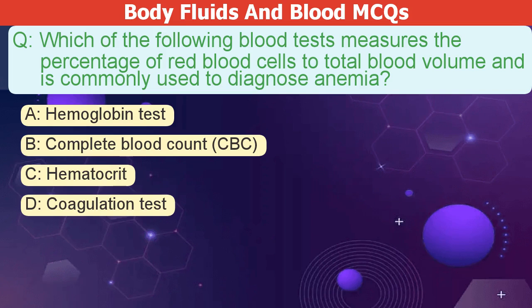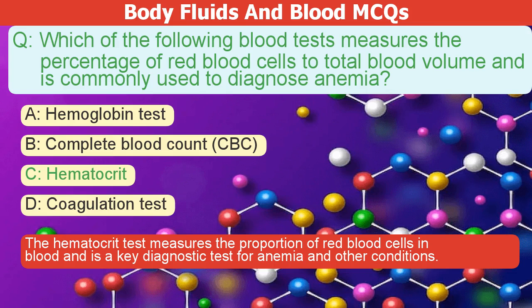Which of the following blood tests measures the percentage of red blood cells to total blood volume and is commonly used to diagnose anemia? A. Hemoglobin test. B. Complete blood count, CBC. C. Hematocrit. D. Coagulation test.